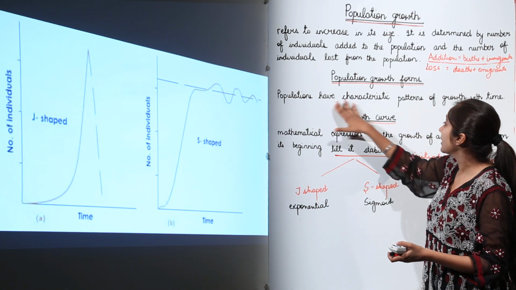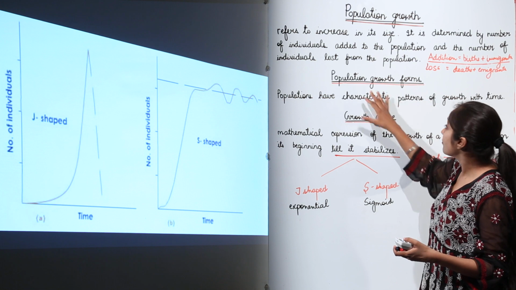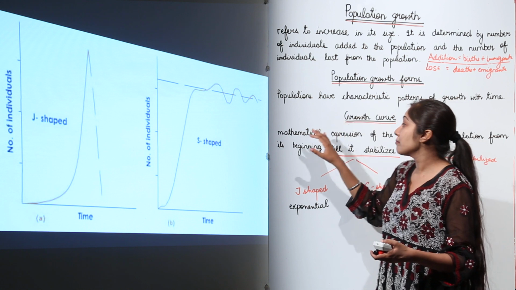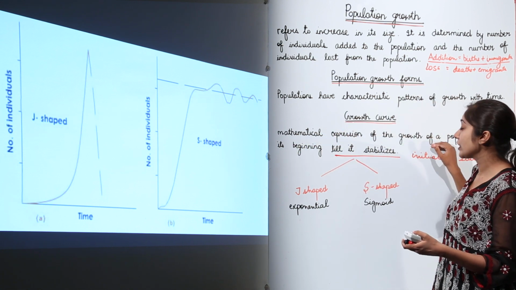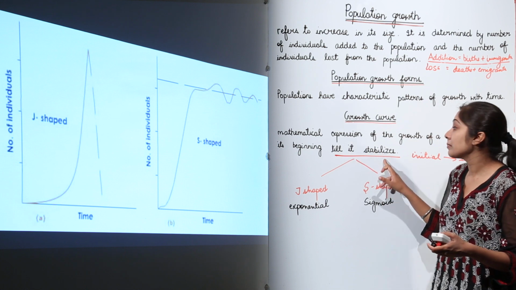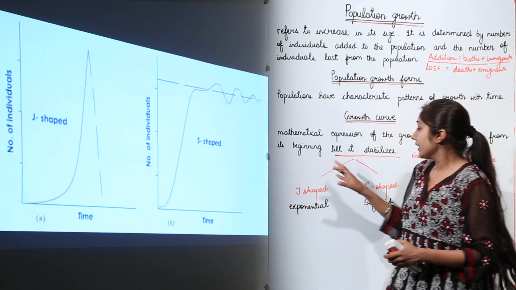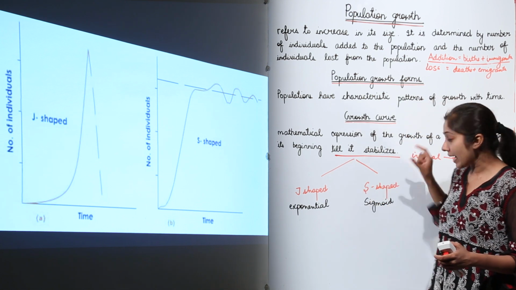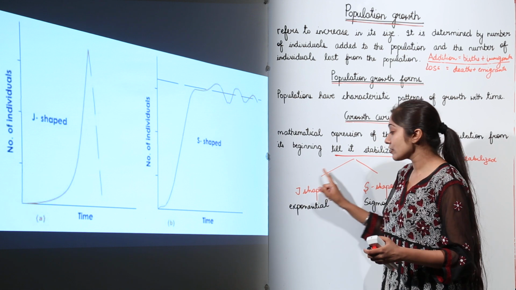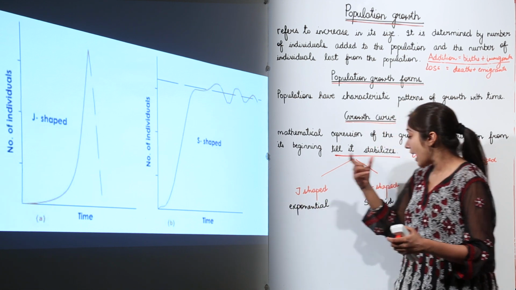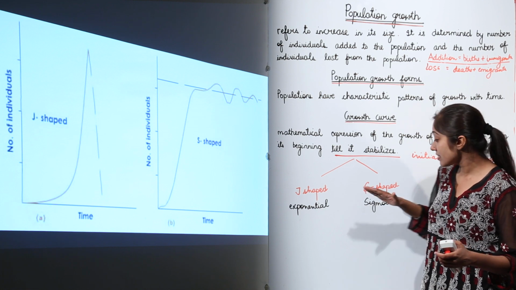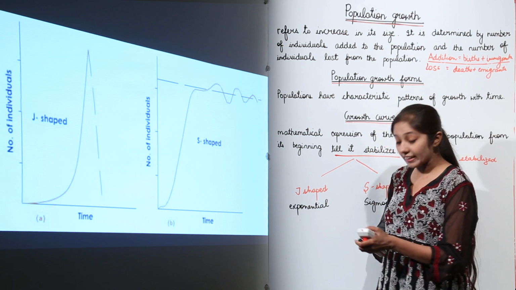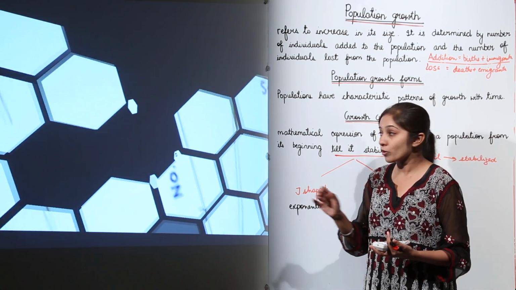Populations have characteristic patterns of growth, and we'll study these patterns in the form of growth curves. These growth curves are a mathematical expression of the growth of a population from the beginning till it stabilizes, till its final point. We'll be studying two types of growth curve: J-shaped growth curve and S-shaped growth curve. J-shaped growth curve is also known as exponential growth curve, and S-shaped growth curve is also known as a sigmoid growth curve. So we'll start with the J-shaped growth curve, that is, the exponential growth curve.